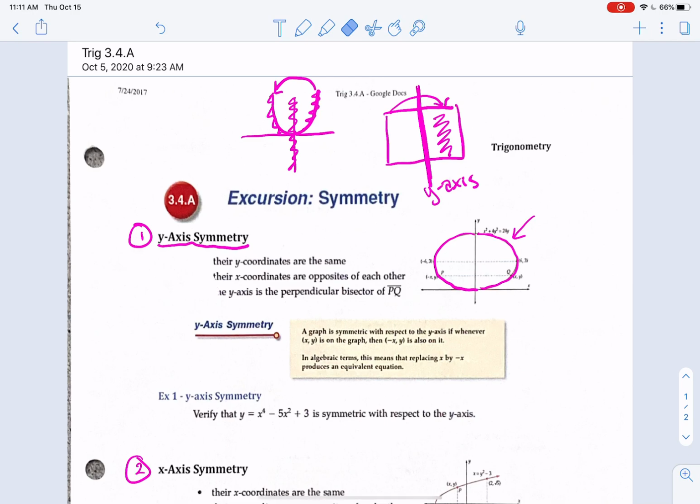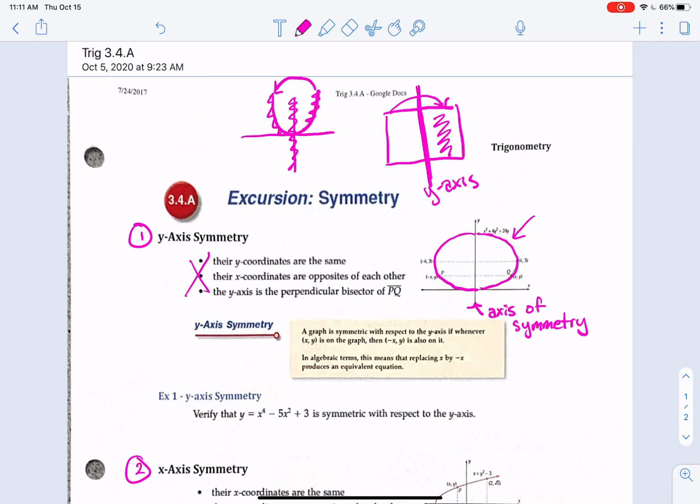Don't get too bogged down with this information here, but just know that it folds on top of itself. It is symmetric, okay? Now, the y-axis is the axis of symmetry. You might hear that term used. The axis of symmetry is just kind of like where the fold is located. So that's how that works, all right?